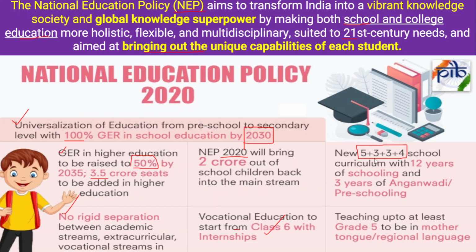In this context, there is a new school curriculum with 12 years of schooling and 3 years of Anganwadi or preschooling. So in this 5+3+3+4 system, there will be 12 years of schooling and 3 years of pre-primary or Anganwadi schooling. Just remember this formula as well. Teaching up to at least grade 5 is to be in the mother tongue or the regional language. So up to class 5, the mother tongue is compulsory for every child.